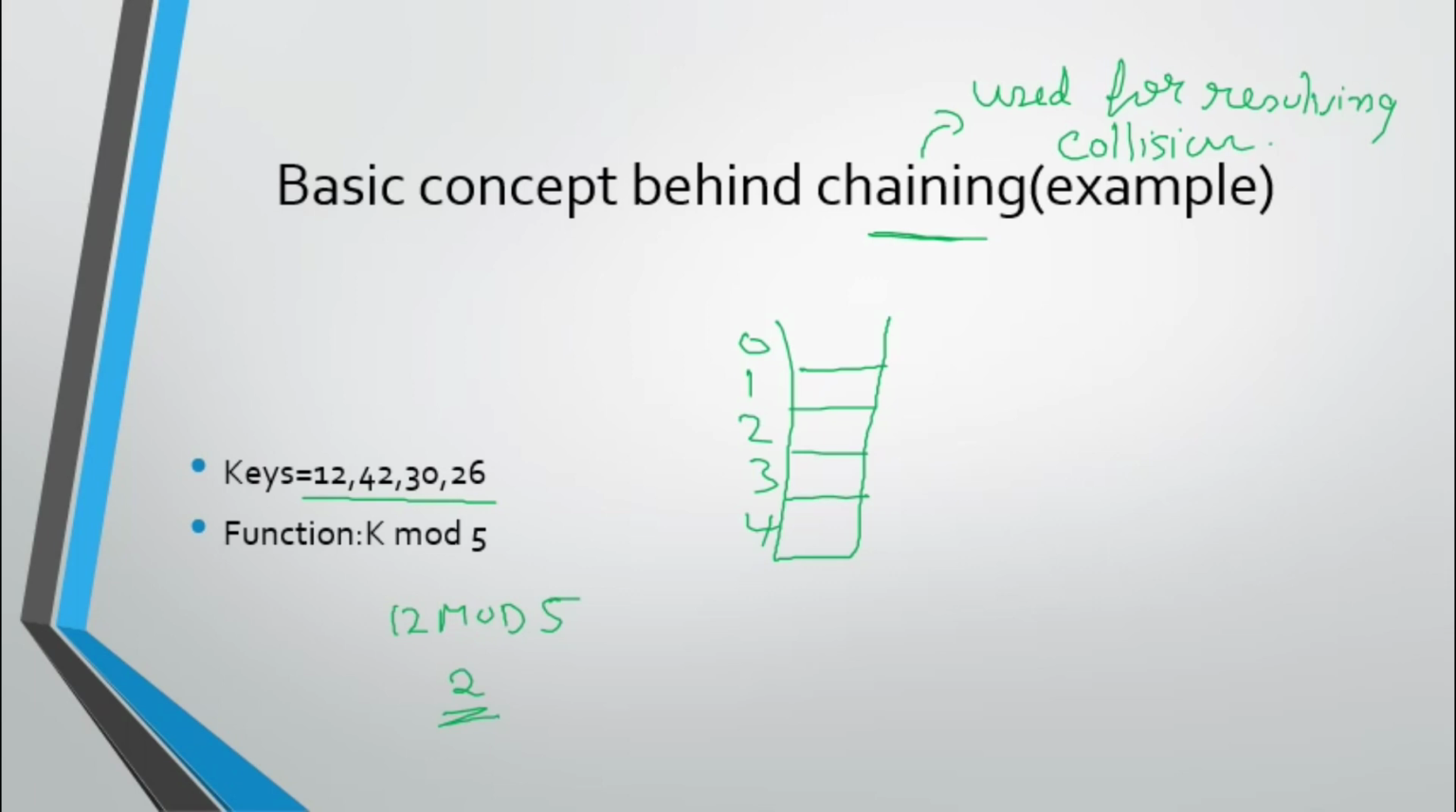So in location 2 I store 12. Say the address of this is 2000. Next I find 42. Correct? 42 mod 5. Again, 5 eights are 40, and 2 is the remainder.